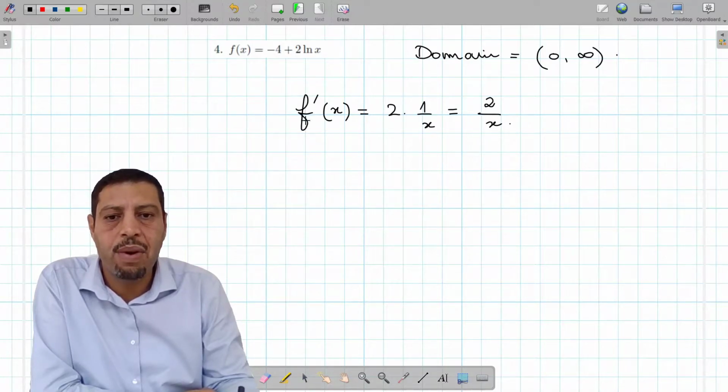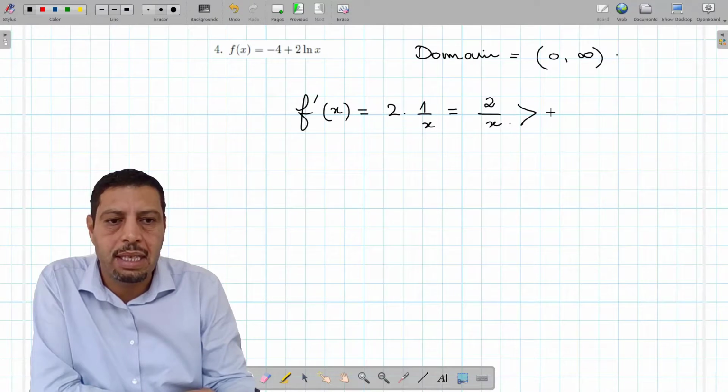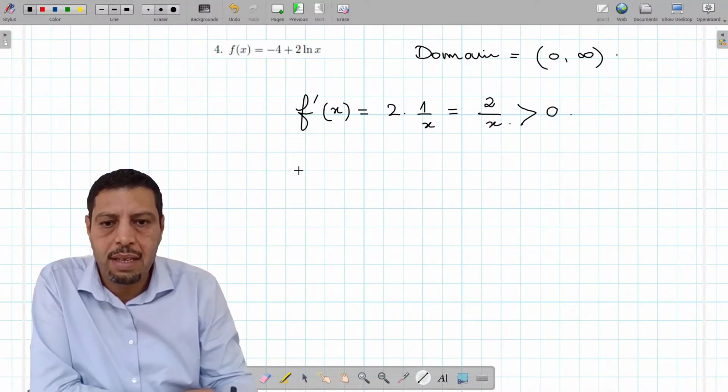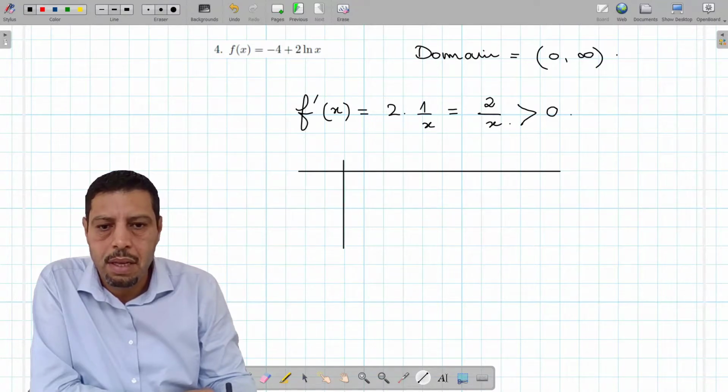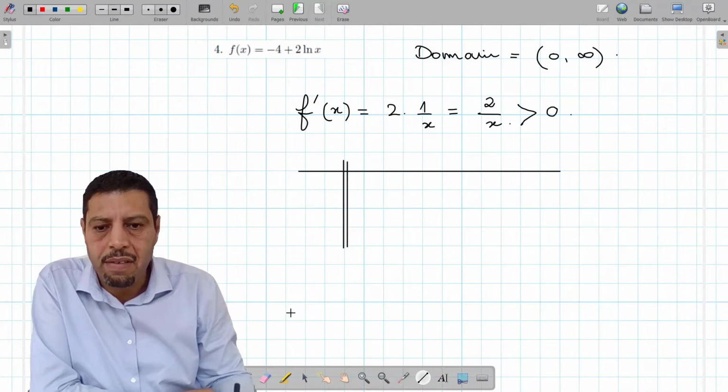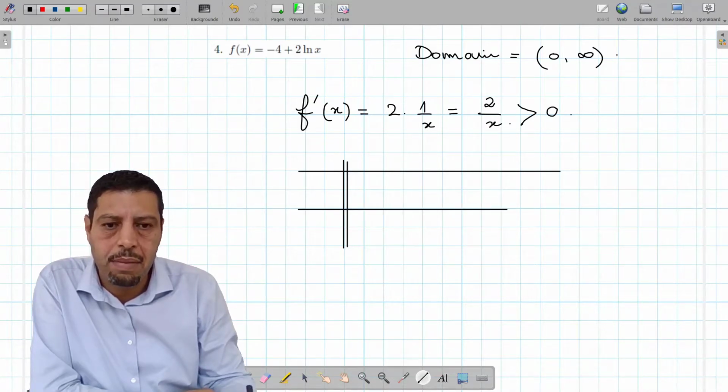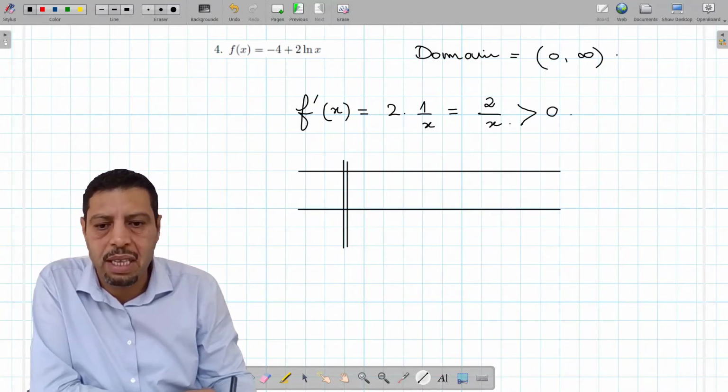Now, is there a point where f prime is equal to 0? Of course, no. Okay? Since this 2 over x is always greater than 0 on the domain which is 0, infinity. X positive, 2 over x is positive. Now, we know that f prime is always positive. Here we pay attention, we have to put a double vertical line on 0, okay? Because the function and its derivative are not defined there.